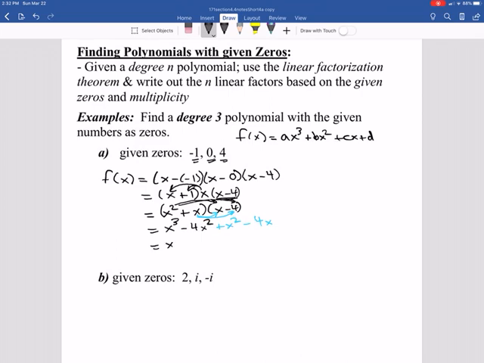So we have our x cubed term, nothing else with it. We have two x squared terms. They add up to what? -3x squared. And then the minus 4x. So here's our degree 3 cubic polynomial, right, containing the zeros of -1, 0, and 4.